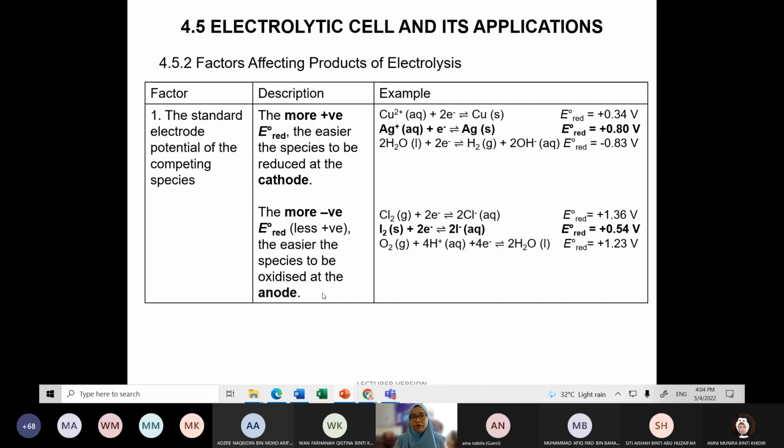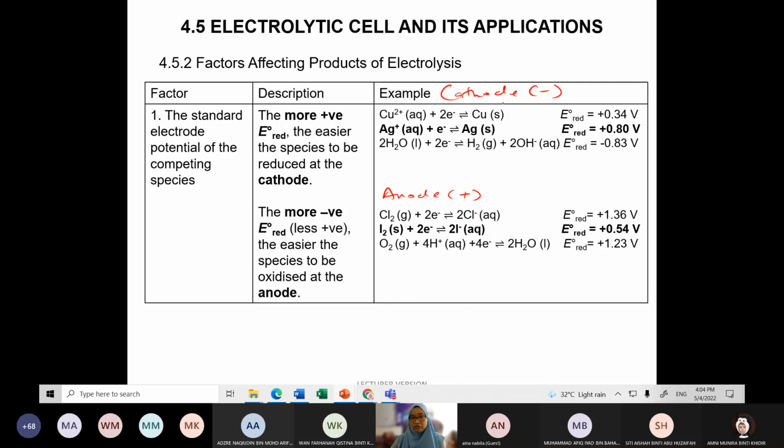For example, if we have copper, we have anode and cathode. The cathode, the charge is negative, whereas the anode, the charge of the electrode is positive. So this is opposite to galvanic cell.